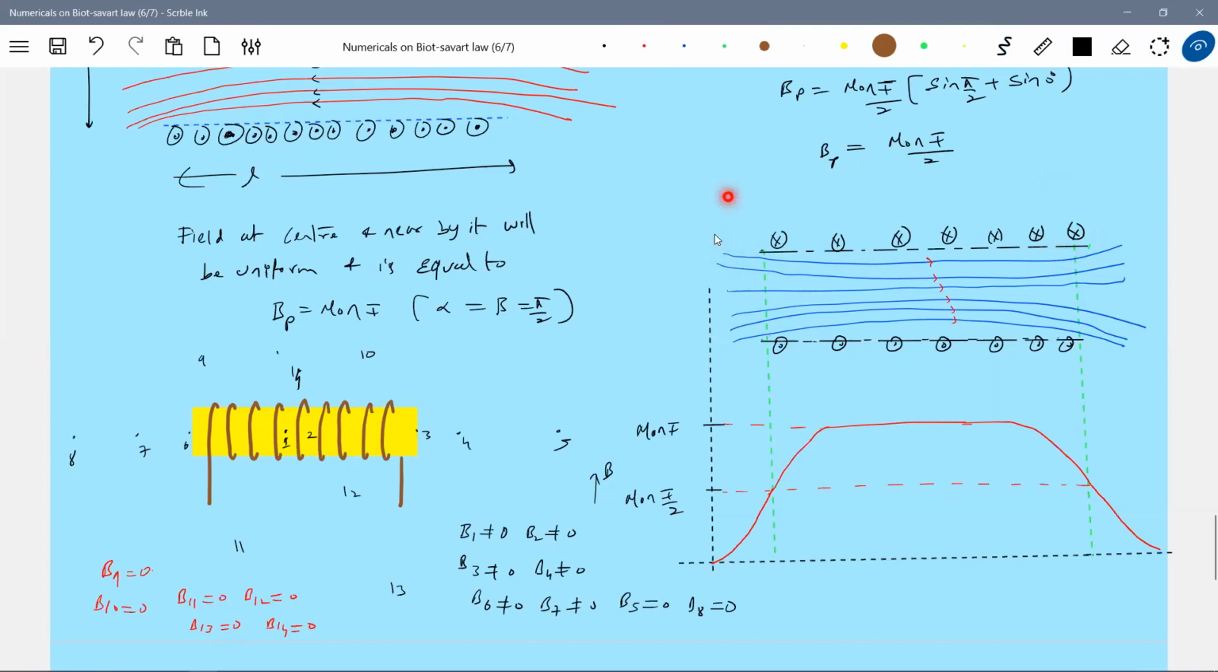Here, the lines of force will be continuous, no? They will go outside the solenoid, no? Then how come lines of force are there here and you're telling non-zero? You're telling 0.